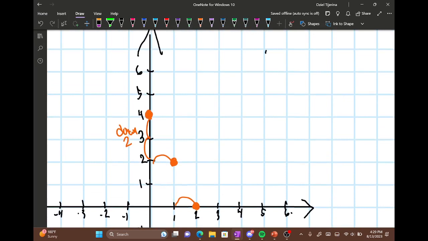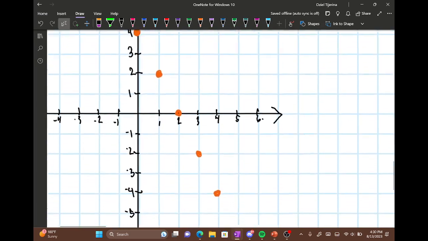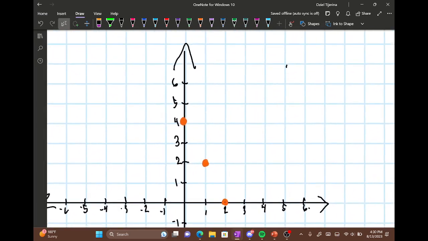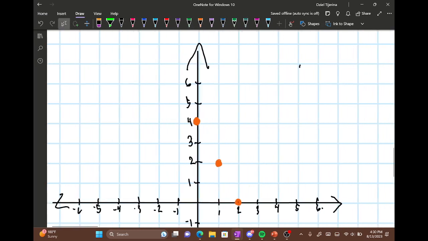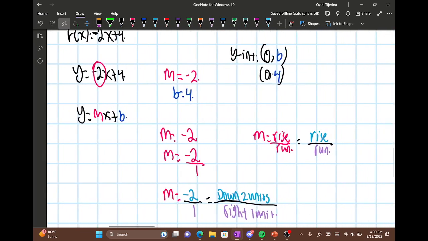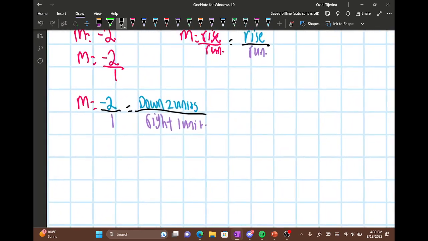Give me 1 second, guys. Now from here, I want to know how to go on the left side of the y-intercept. This was the right side of the y-intercept, and now I'm going to do the left side, like the last example. We know that the slope is -2, and we can rewrite this as -2 over 1.